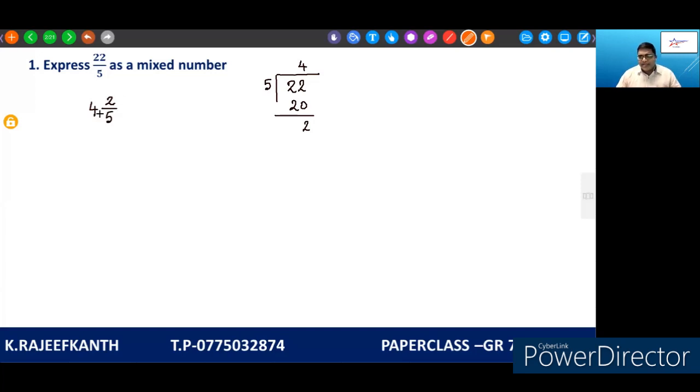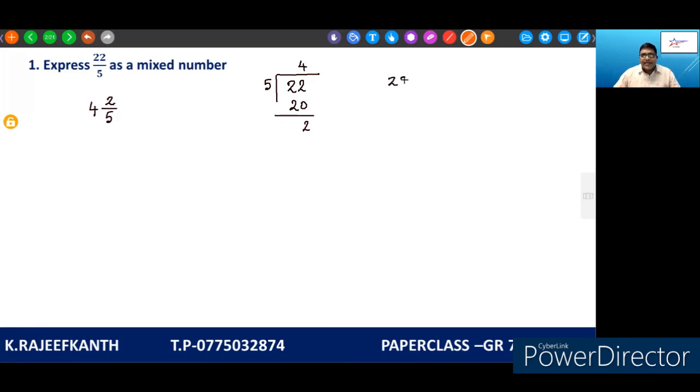Right? Here 22 by 5. So we have to divide this 22 by 5. In 22 there are 4 5s. Then 4 times 5 is 20. Then the remainder is 2. Then we can write it as 4 and 2 over 5.